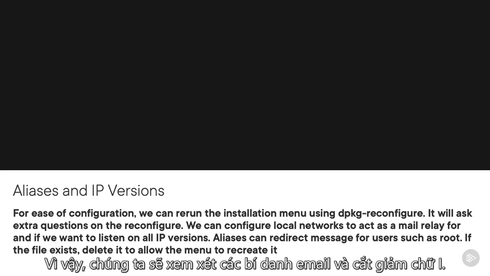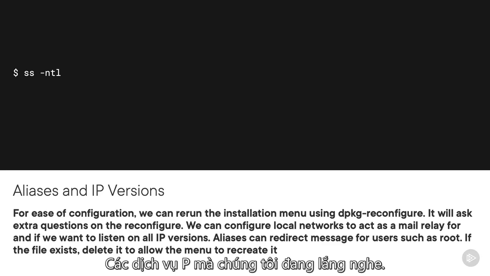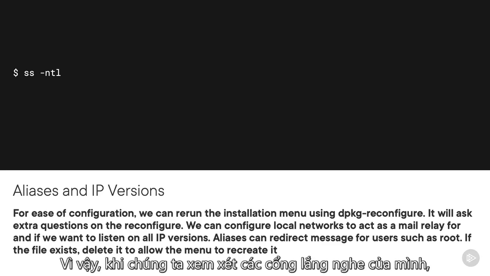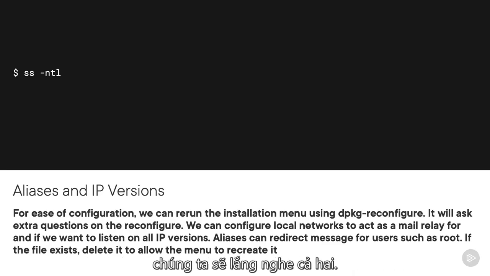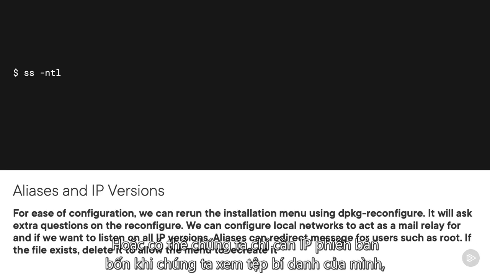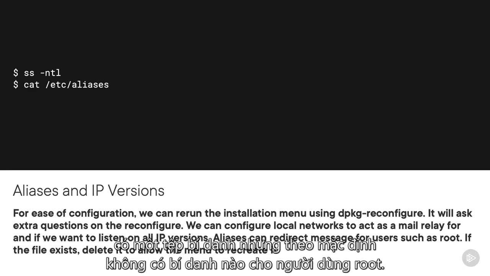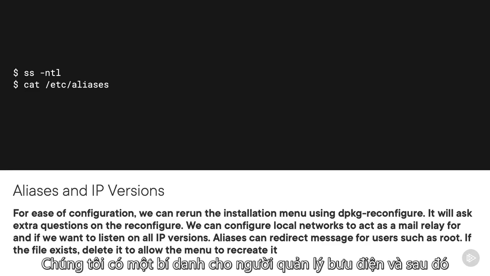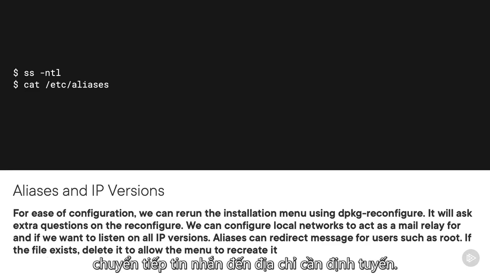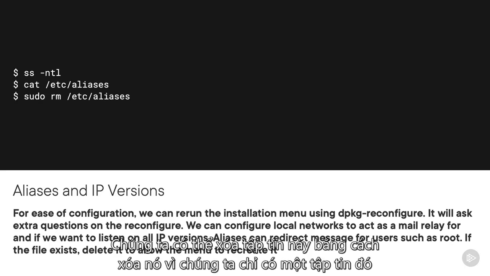So we're going to take a look at email aliases and cutting down the IP services that we are listening on. So when we go through and take a look at our listening ports, we're going to be listening on both IP version 4 and IP version 6. Well, maybe we only need IP version 4. When we look at our alias file, there is an alias file, but there isn't an alias for the root user. By default, we get an alias for the postmaster, and it then addresses messages through to root. We can remove this file.